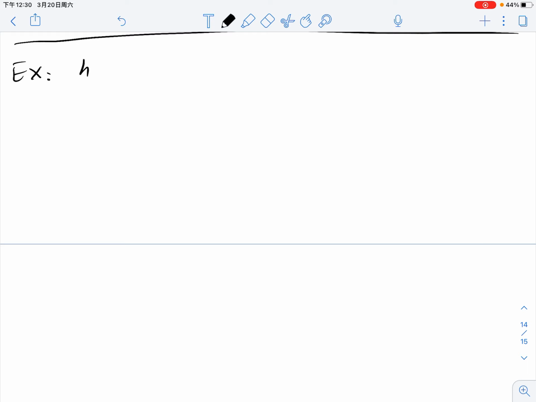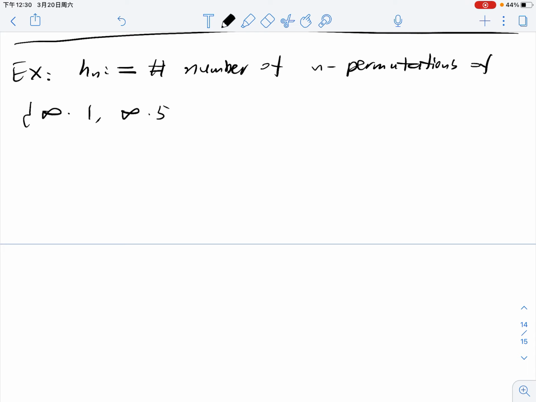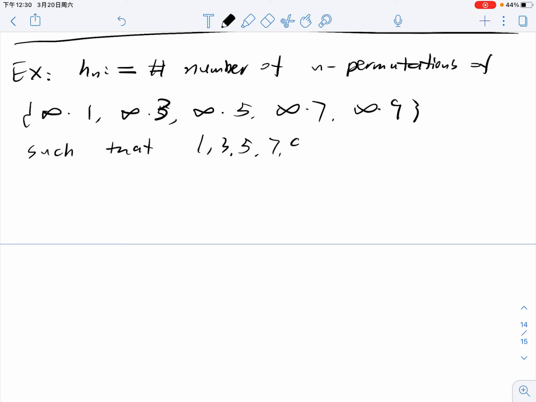Okay, another example: suppose H_n is the number of n-permutations of the multiset {infinity·1, infinity·3, infinity·5, infinity·7, infinity·9} such that each number appears an odd number of times.